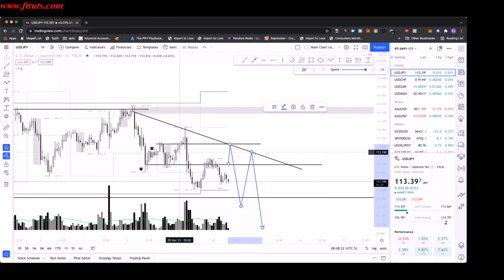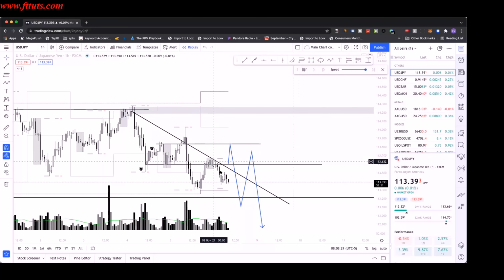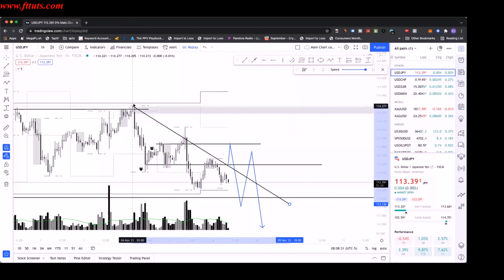Okay. If that doesn't happen, and it doesn't look like it's going to happen because we're already kind of outside this trend line, right? What I'd be looking for is possibly this strong resistance. So we have support, support, turn resistance, right?